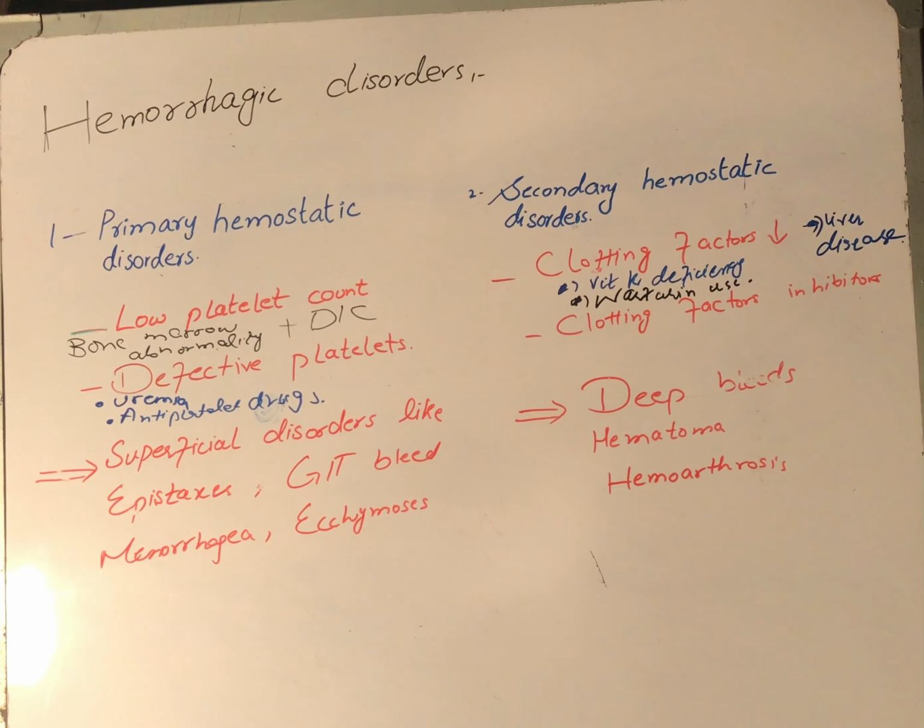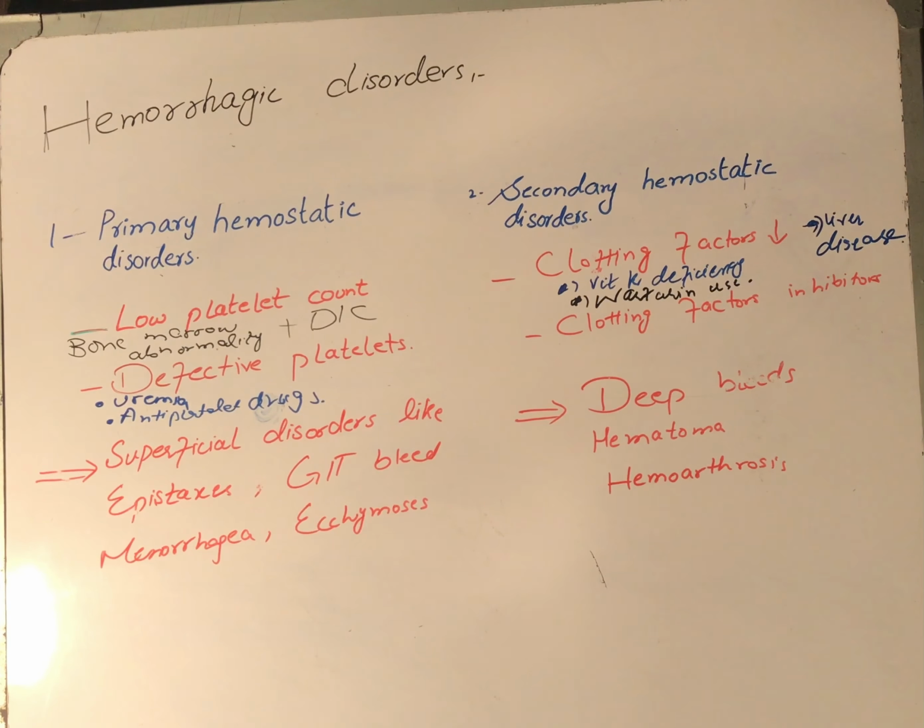Now both of these things lead to deep bleeds. In primary hemostatic disorder, we have studied that there are superficial bleeds like epistaxis, GIT bleed, etc. But in the secondary hemostatic disorders, there are deep bleedings. For example, bleeding into soft tissue, which is known as hematoma, and bleeding into our joints, which is known as hemarthrosis. So secondary hemostatic disorders will basically lead to the deep bleeds like hematoma and hemarthrosis. These are the hemorrhagic disorders.